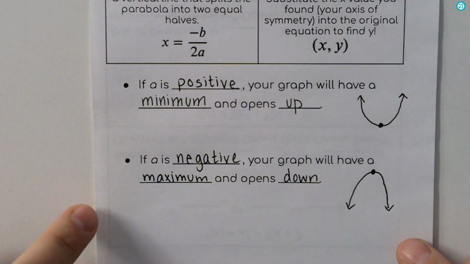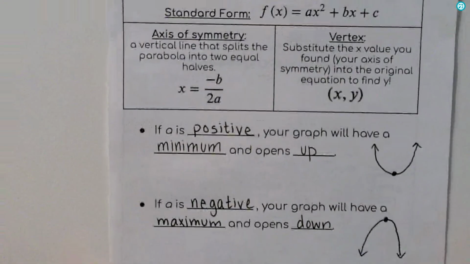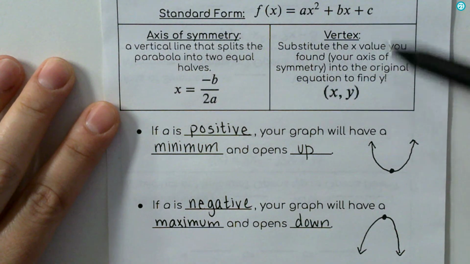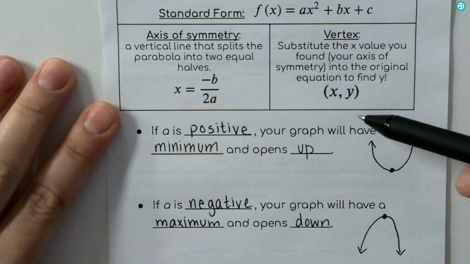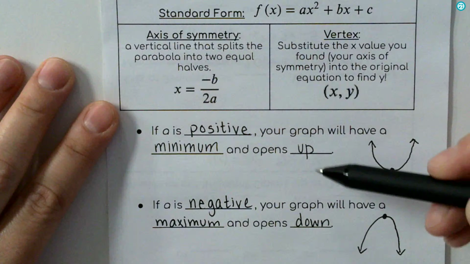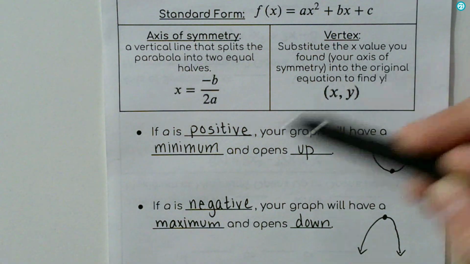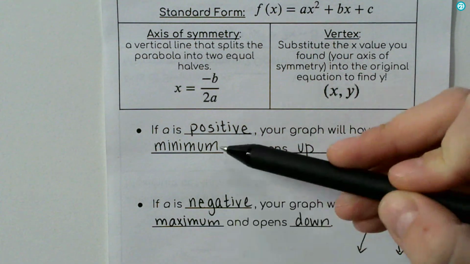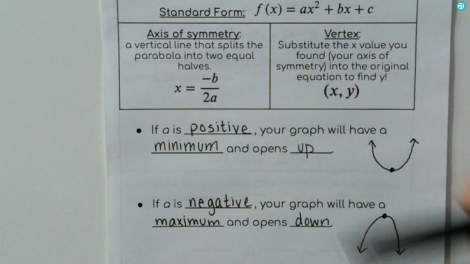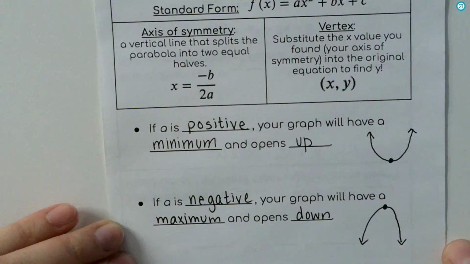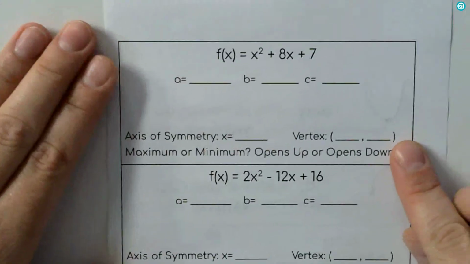So what we're going to be looking at today, we're going to find our axis of symmetry by doing negative b over 2a. We're going to find the vertex by plugging that in for x and getting the corresponding y. And then we're also going to stop and say whether that vertex is going to be a minimum or a maximum and whether your graph is going to open up or down. So those are just some additional things that we're going to do today. Go ahead and flip this over. We have 3 examples on the back.